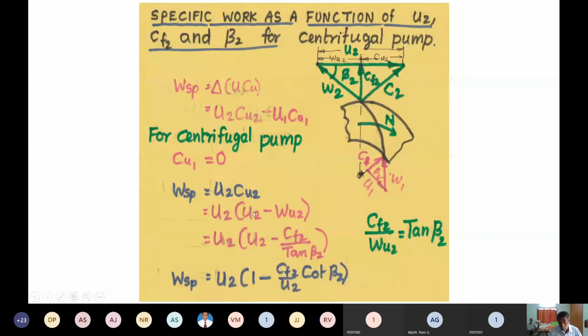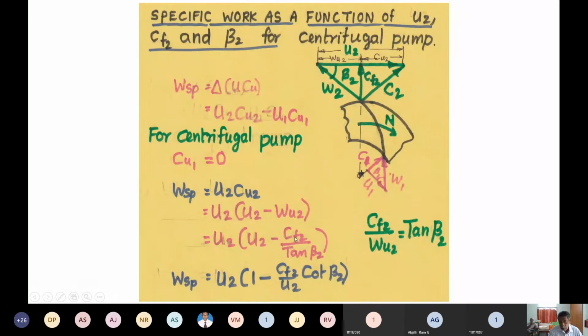If you look at the velocity triangle at exit, CU2 is equal to U2 minus WU2. Okay, WU2, in small letters it is there. So instead of CU2, I substitute U2 minus WU2, and WU2 can be written as CF2 by tan beta 2. So again from the velocity triangle only, because CF2 divided by WU2 is nothing but tan beta 2, so that WU2 becomes CF2 by tan beta 2.